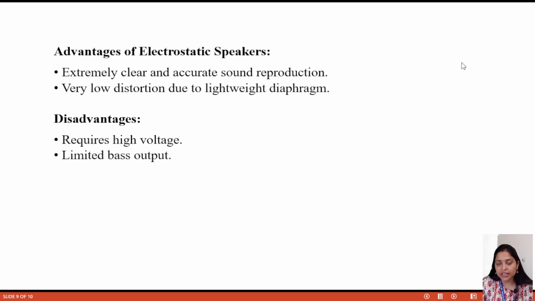What are the advantages of electrostatic speakers? Extremely clear and accurate sound production, and very low distortion due to the lightweight diaphragm. And what are the disadvantages? They require high voltage and have limited bass output, that means low frequency output.